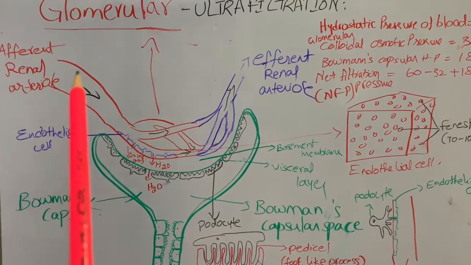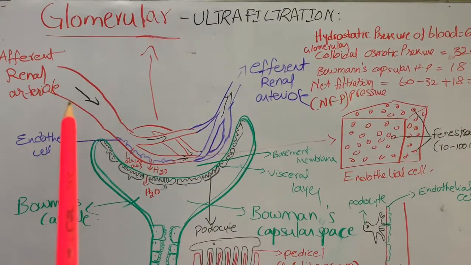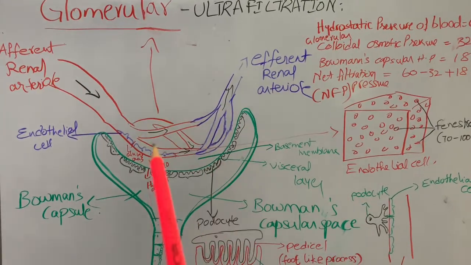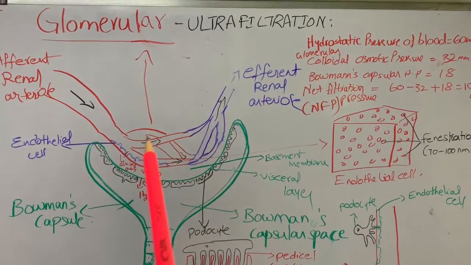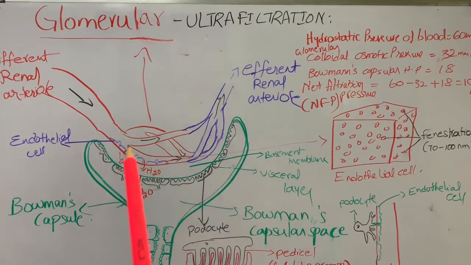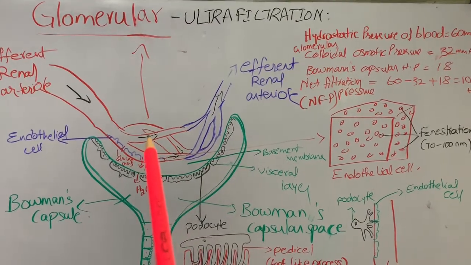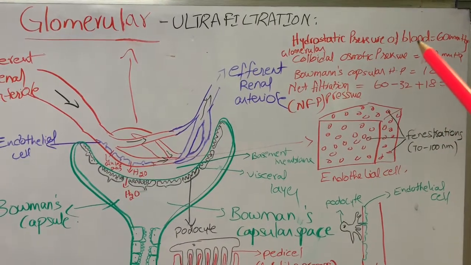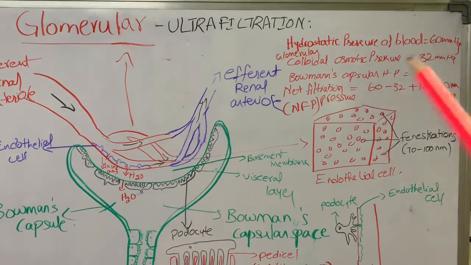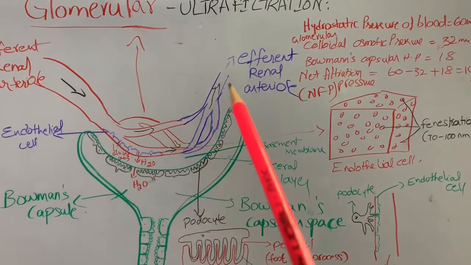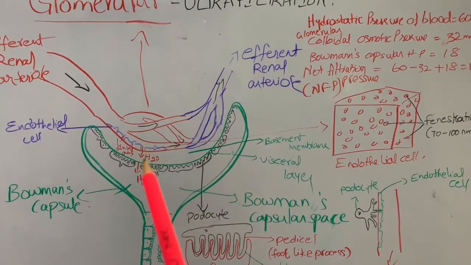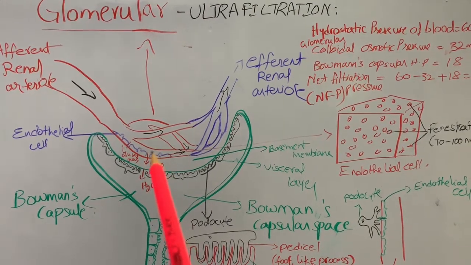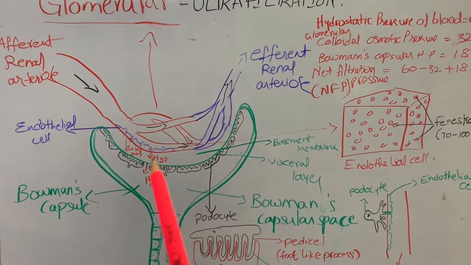The hydrostatic pressure of the blood in the renal arteriole is 100 mmHg. Once it enters the glomerulus, the hydrostatic pressure of the blood in the glomerular capillaries decreases to 60 mmHg. So the hydrostatic pressure of the blood in the glomerular capillaries is 60 mmHg. Due to hydrostatic pressure, the water from the blood goes outside of the capillaries.